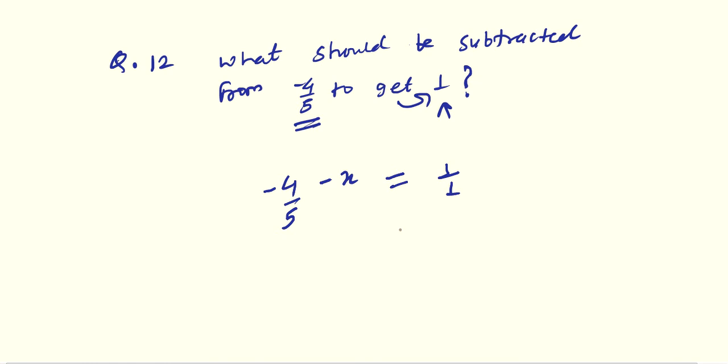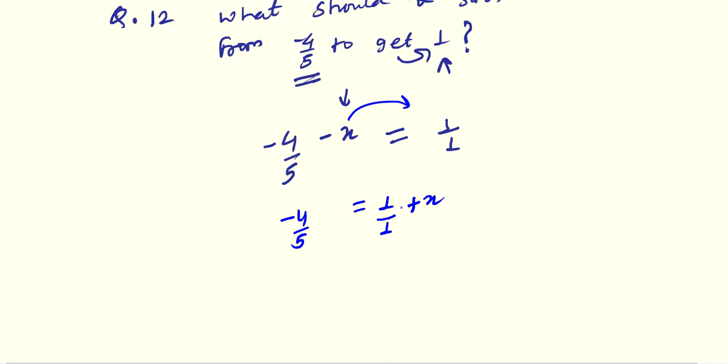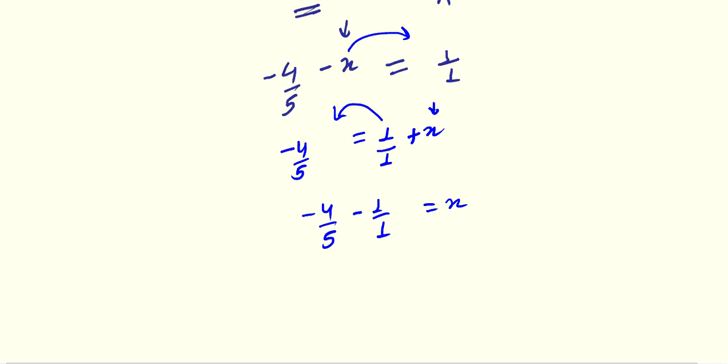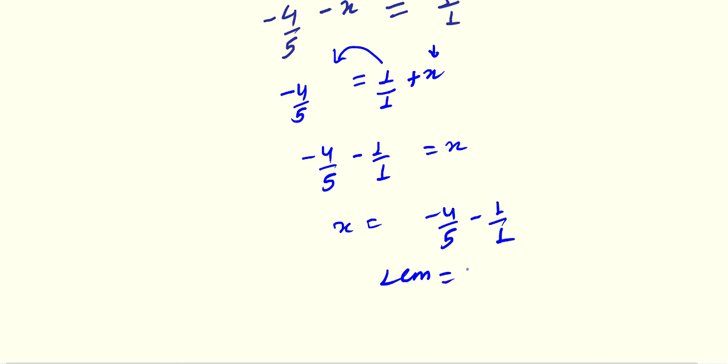This 1 can be written as 1 by 1. Now we have to find x. So minus 4 by 5, transpose this minus x to the right hand side, so 1 upon 1 plus x. Now we have to calculate x here. For that, transpose this 1 by 1 to the left hand side. So minus 4 by 5 minus 1 upon 1 equals x. Now you can interchange, no problem, there is no negative sign or positive sign. You can interchange LHS and RHS like this. LCM is 5.